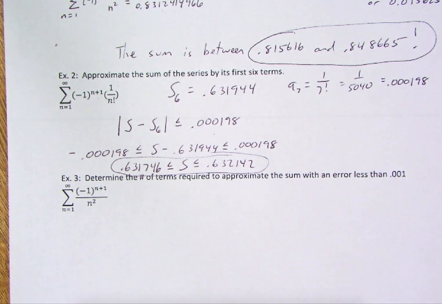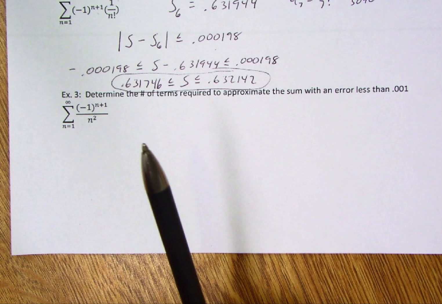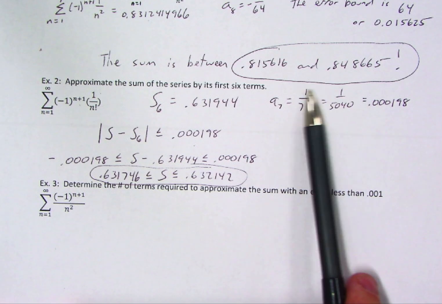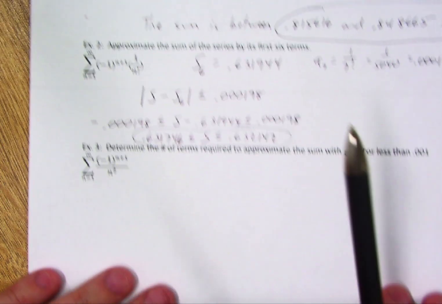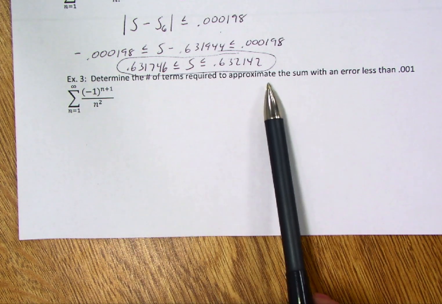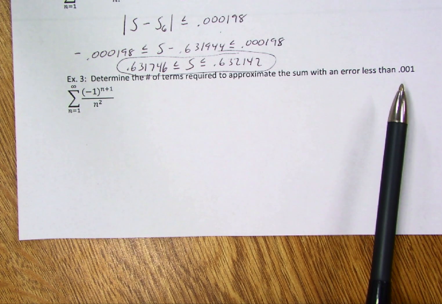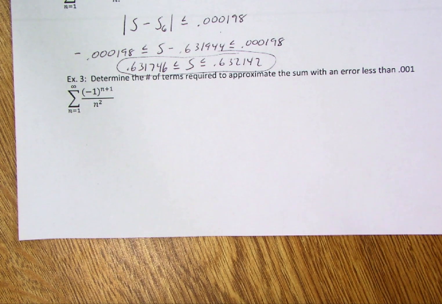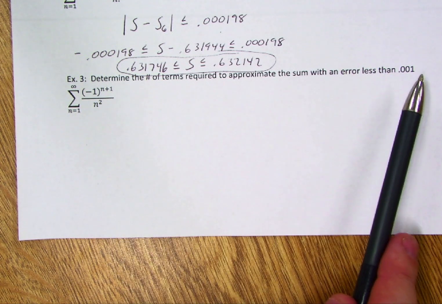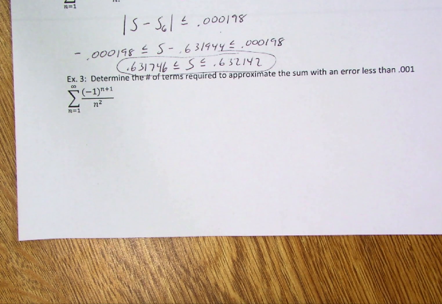Mind-blowing. All right. The next question they might ask you with this is, what's the error bound? And so maybe on an AP test, this is the answer to the question, like this stuff over here. But then I've also seen this question pop up. It says, determine the number of terms required to approximate the sum with an error less than 0.001. So it's saying figure out how many terms you would have to add up to guarantee the error is less than 0.001.